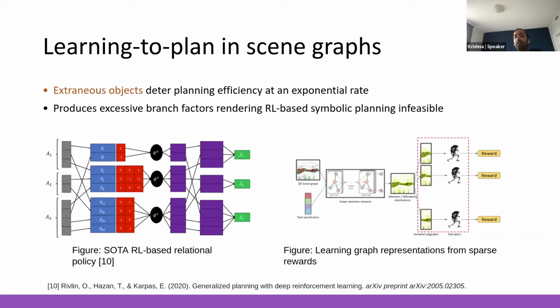We also tried learning representations from a sparse reward by embedding a planner as a non-differentiable block into a reinforcement learning pipeline, but that did not produce good results either.